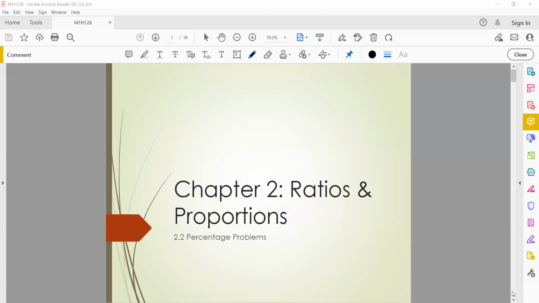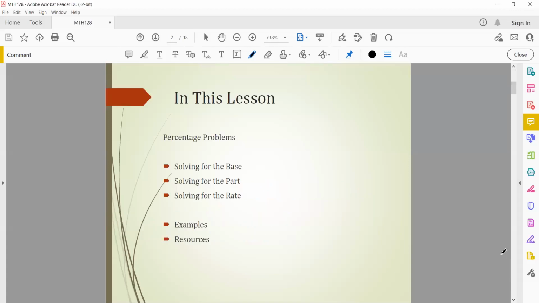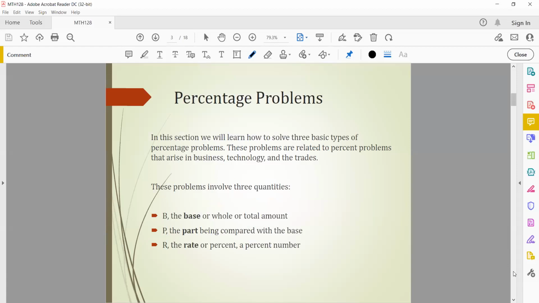So this is solving a very particular type of proportion. In this type of question, you'll be given 3 different quantities, and your goal is to solve for one of them. So you'll be provided with the value for 2 of them, and you've got to solve for the remaining one. So we have 3 different quantities that we're dealing with.